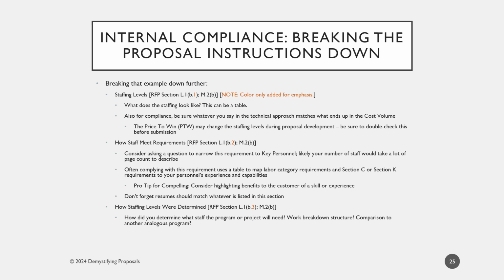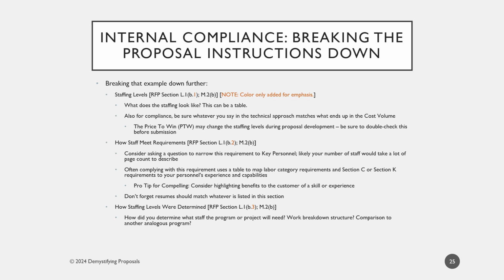Then finally, you have to make sure that whatever you say in that table or in this section, the resumes reflect the exact same information. People don't always have all the information on their resumes that might be included here. Make sure that you update the resumes with any information that you need to show how the staff meet the requirements, both in the section here, so the technical approach or the management approach, and also in the resumes. And then do that cross check, just like you did with the cost volume.